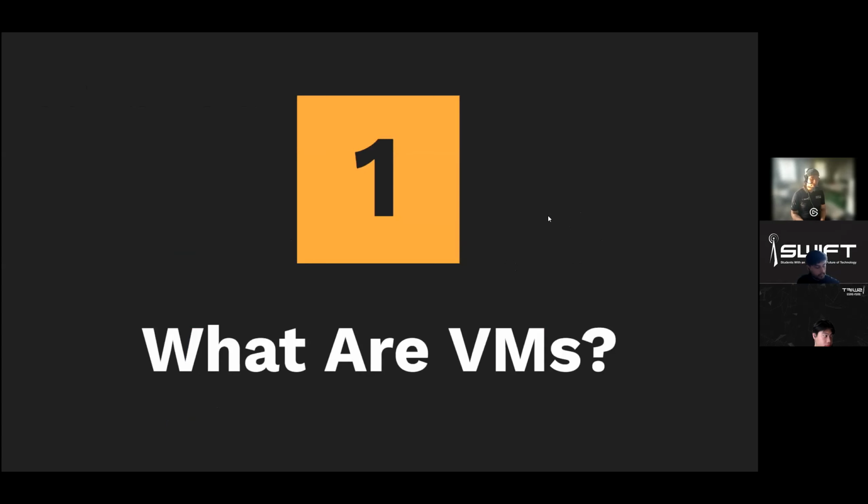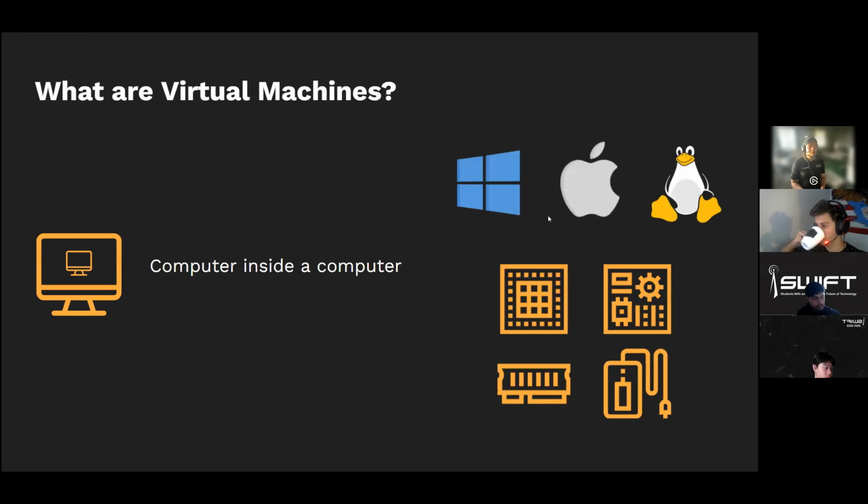So here we go. First, what are virtual machines? In their extremely simplest form, virtual machines are basically computers inside computers. A more nuanced definition would be a virtual computer inside a physical computer.